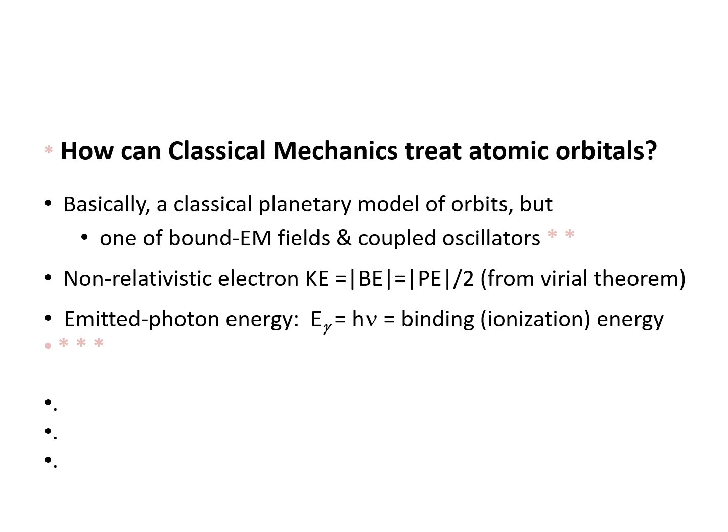Bound electromagnetic fields include electric and magnetic components of the velocity-modified electrostatic field. The non-relativistic electron kinetic energy is equal to the absolute value of the binding energy, which is equal to 1/2 the potential energy. This comes from the virial theorem. The emitted photon energy, E sub gamma, is equal to h nu, which is equal to the electron binding or ionization energy.